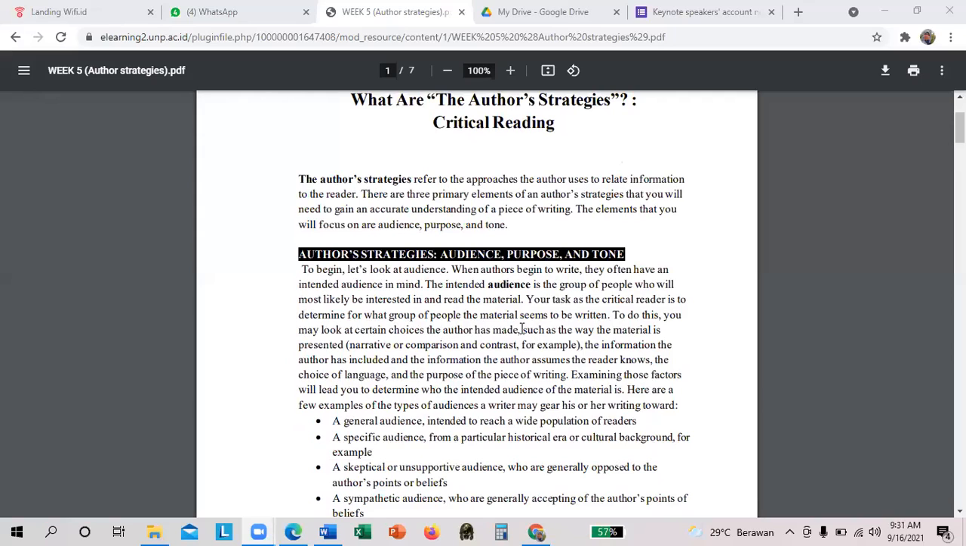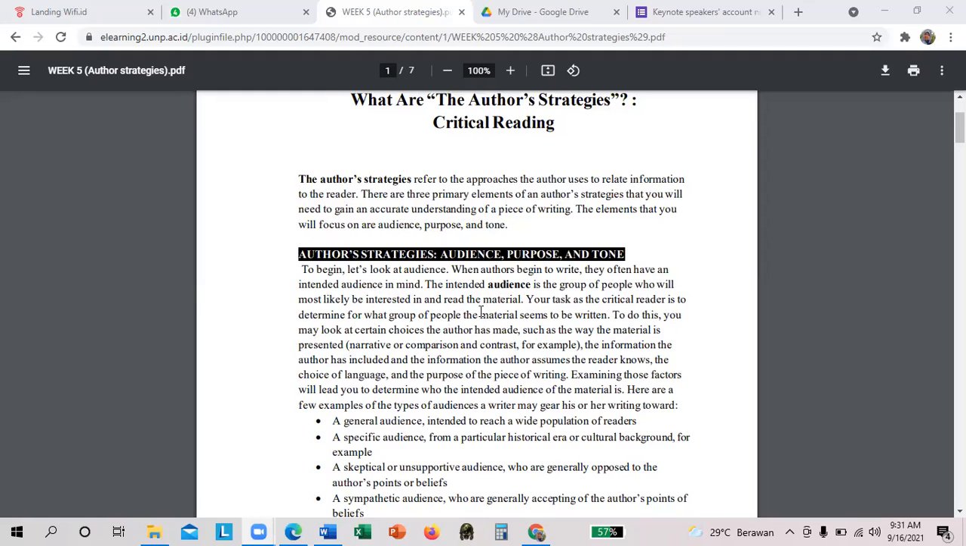Right. So in this author strategies, we will learn three focuses. The first is the audience, the second is the purpose, and the last is the tone. The audience, the purpose, and the tone will be found critically in your reading, by seeing later on some information or some clues from the reading itself.